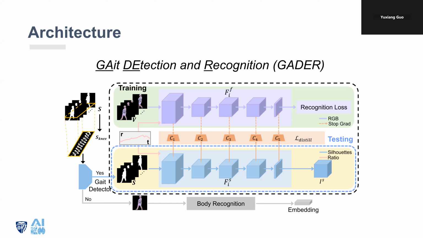And during the test, we will follow most gait recognition methods and only use the silhouette one, but this backbone has benefited from the RGB feature extraction. Therefore, it has the ability to get some hints like where the arm is.